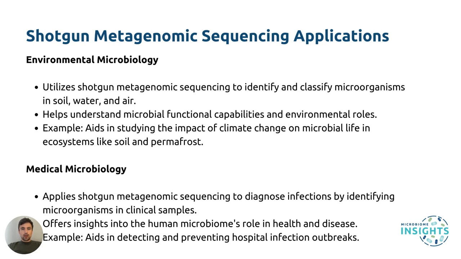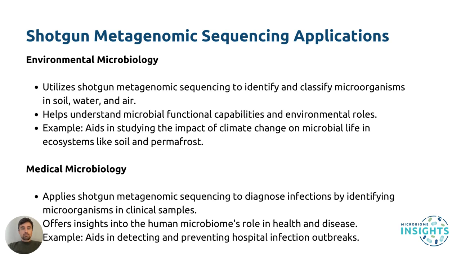So, what are the applications of shotgun metagenomic sequencing? The method is used widely across various fields to explore complex microbial ecosystems. It therefore has a number of applications in industry, medicine, public health, and more. In environmental microbiology, shotgun metagenomic sequencing can identify and classify microorganisms in soil, water, and air. For example, this method is used to study the impact of climate change on microbial communities in ecosystems like soil and even permafrost. These microbiomes are critical for nitrogen fixation or supply of nutrients to plants, and therefore it's important to know how they change with the environment.